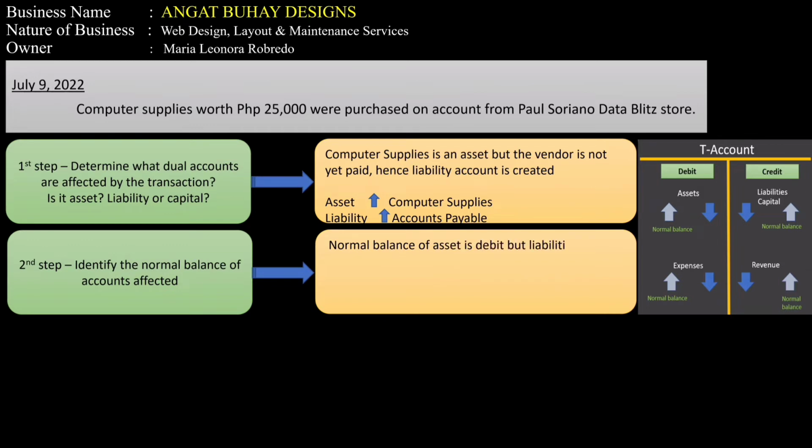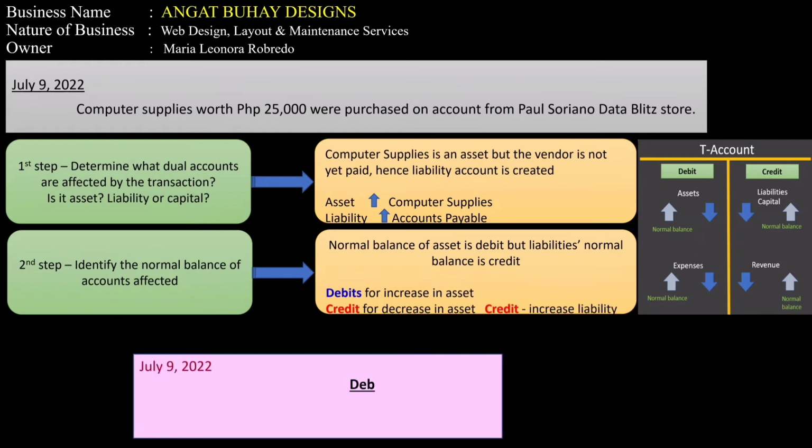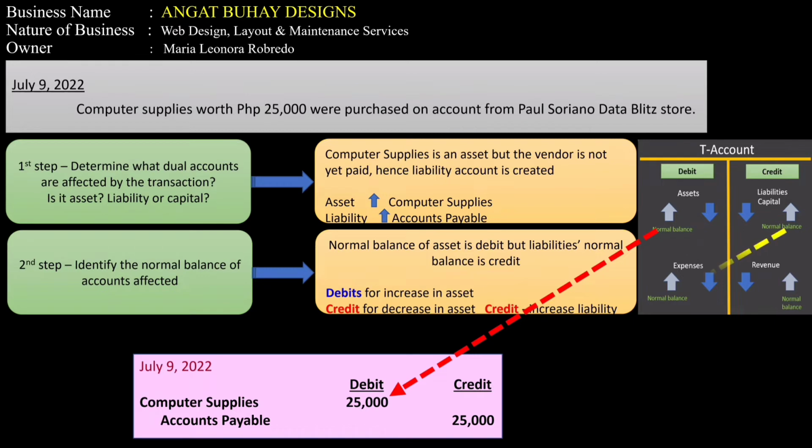And what is the corresponding asset? Computer supplies. What is the normal balance of asset? Debit. That's why we will debit computer supplies. So what is the corresponding credit? Increase in liability. The normal balance of liability is credit. That's why you will credit accounts payable.